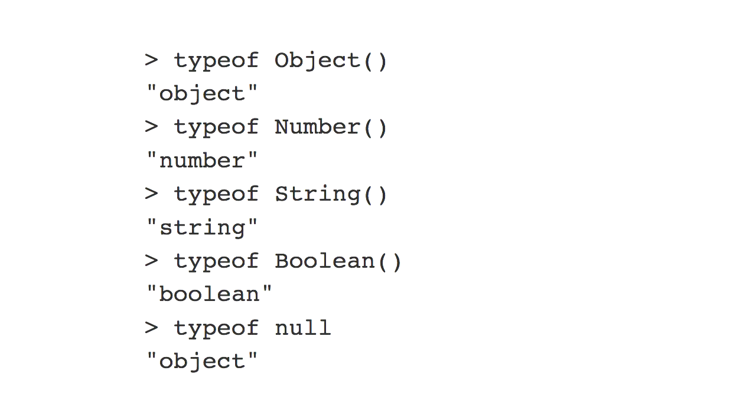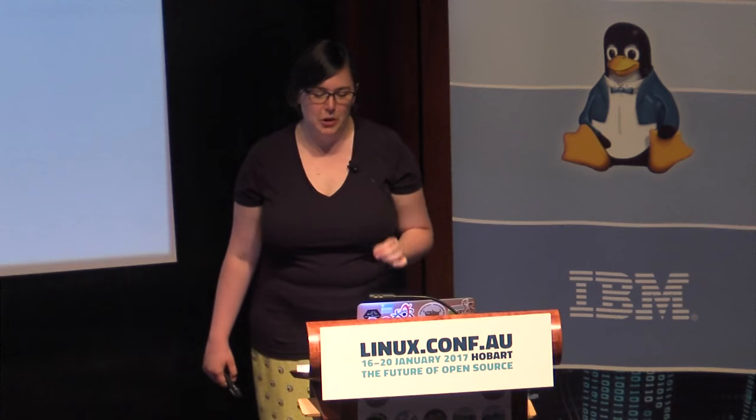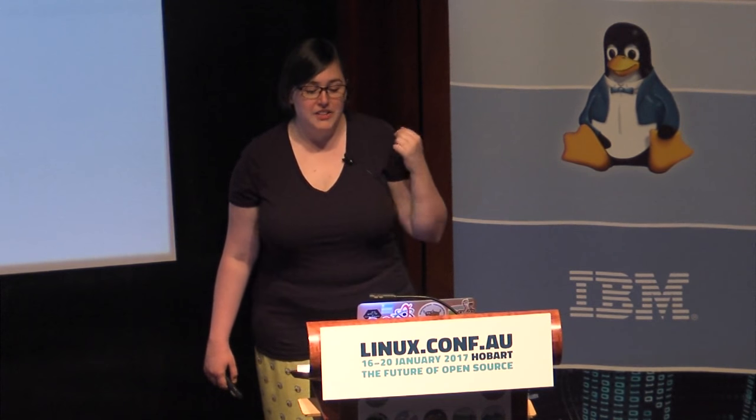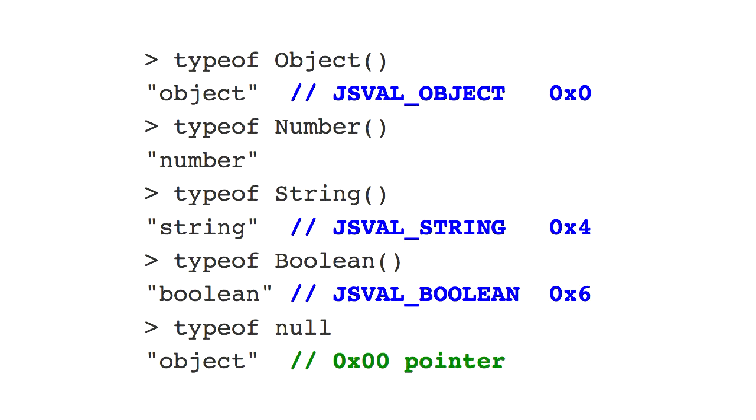Now, there is a really, really important reason for this, and it has to do with the underlying representation of these object types. The tag prefix used in the underlying C code has tags in front of these object types. So for string, it's a 4, for Boolean, it's a 6. For object, it's a 0, and null pointer also has a 0.